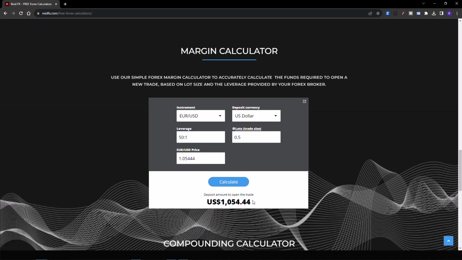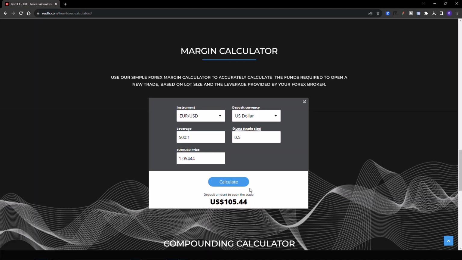Now in this case we can solve this problem by simply going to a different broker. So if we go to an offshore broker, we can now get 500 to 1 leverage. So let's calculate again, and we can see now that our margin requirement has dropped to $105 for this trade. Now let's think about this a little bit more. Most traders will have 2 or 3 trades open at a time.